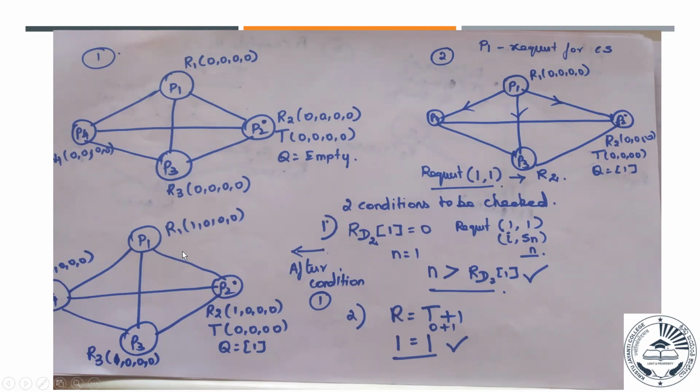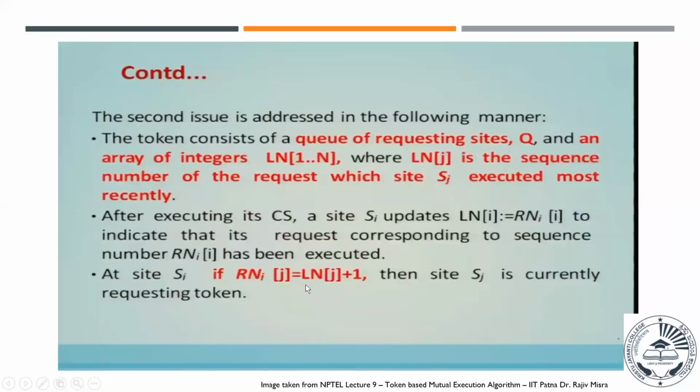Is it clear to you? Condition 2 is clear. So let me repeat again. R is equal to T plus 1. That is the condition to release the token from the current site. So what is the R? R value is nothing but the first value, that is nothing but the site 1. Okay, that is equal to the token value 0, plus 1. You can see here, I think we have done it over here.